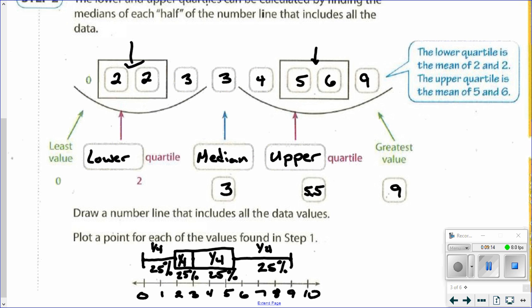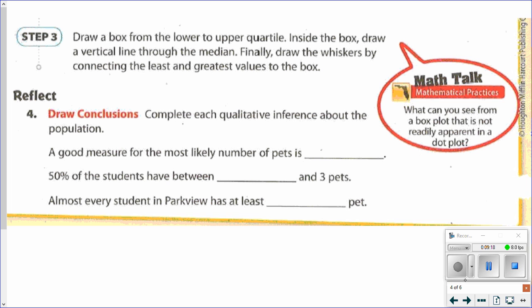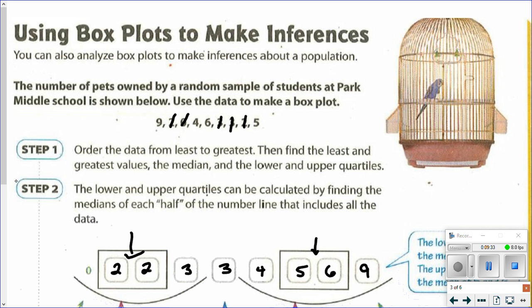So now they're going to ask us some questions based off the box plot. The first question says, a good measure for the most likely number of pets is. What they're asking us here is whether you should use the mean or the median to find the most likely number of pets that someone would have. And whenever you have a data set that has outliers, this 9, I would say, is an outlier.